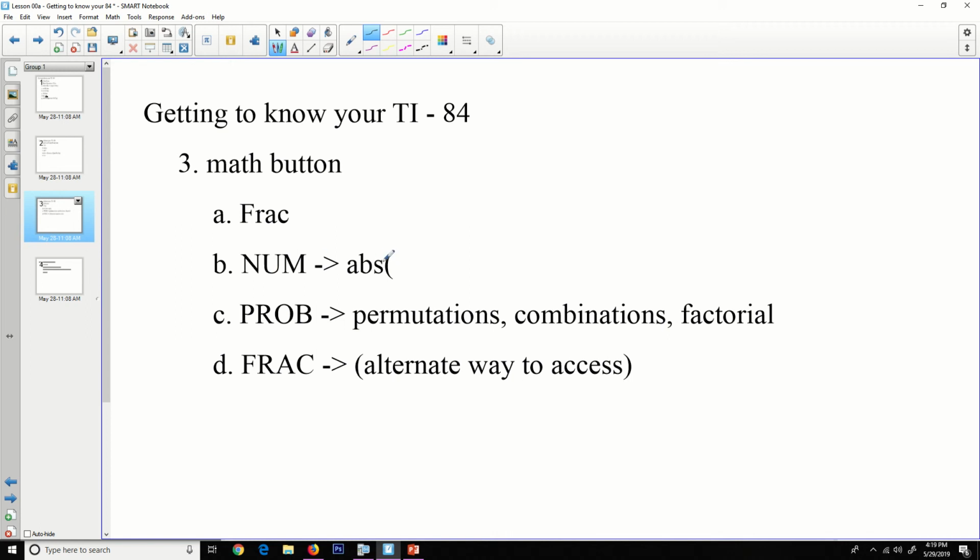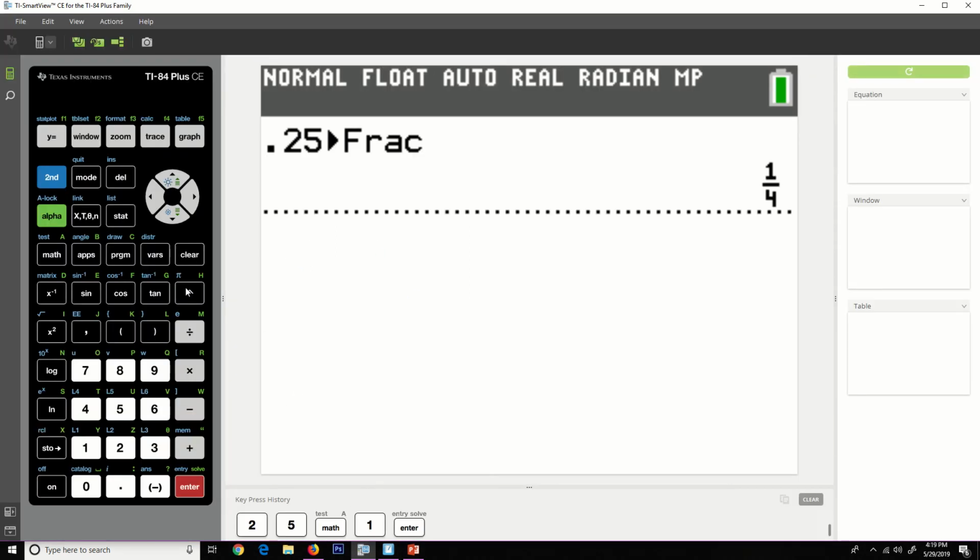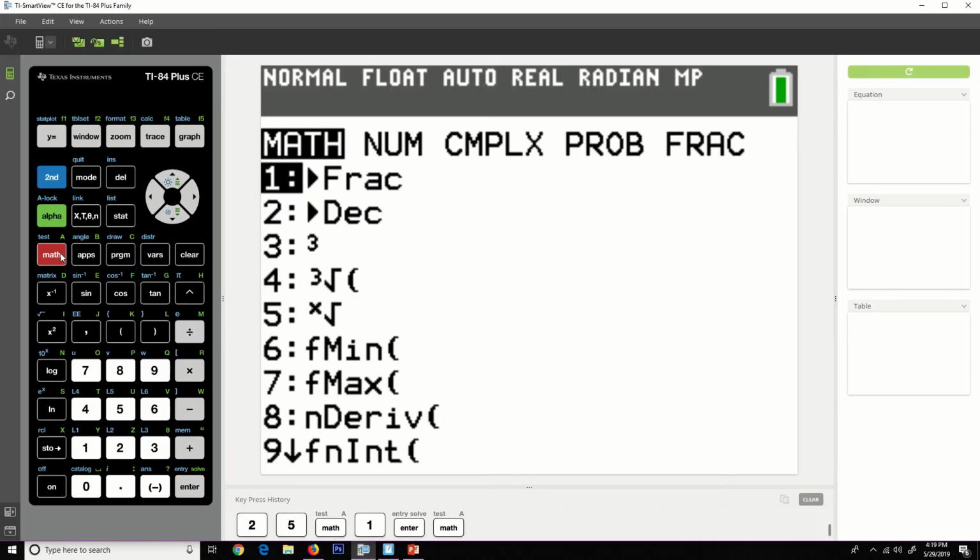Number, absolute value is another thing that you might use. And so if I go to math, I have a number of different menu tabs. The first one is the math. You get the fraction. You've got a cubed key, although I would use the caret to do cubed. And you also have an xth root, so you could do the fifth root. But I would say again, use the caret key and make it a rational exponent.